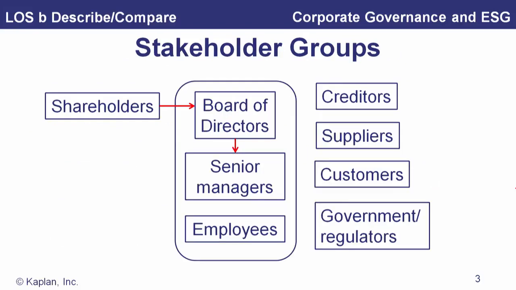We have the shareholders, of course. But then other stakeholders that have been identified as the board of directors and the senior managers, and there's some overlap there. The employees have a stake in the outcomes of the firm, and also we can add to this list creditors and suppliers and customers and government regulators. And so these are all people that have a stake in the decisions that are made by the firm and the results that the firm attains.